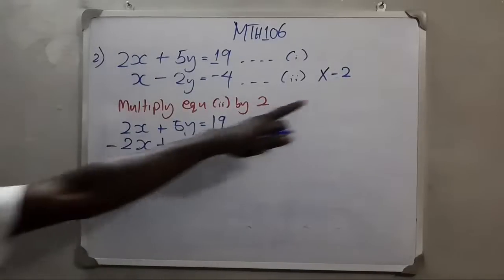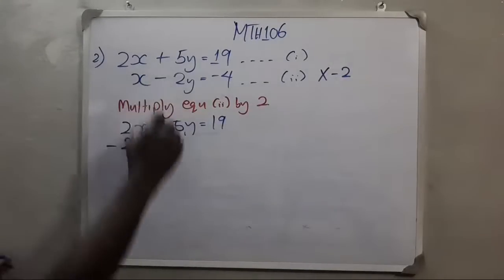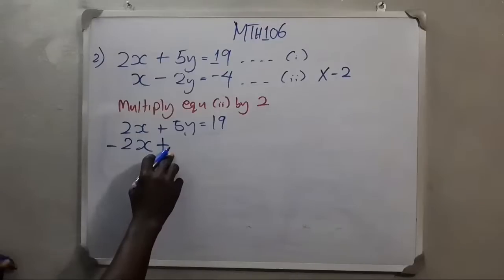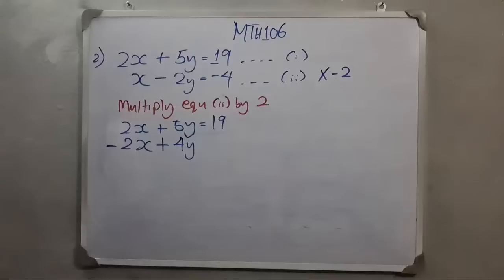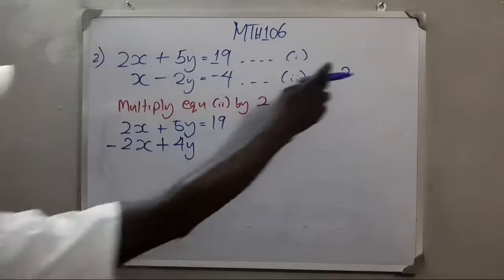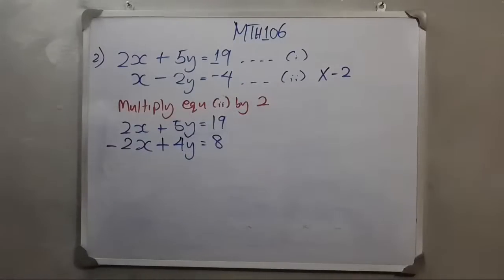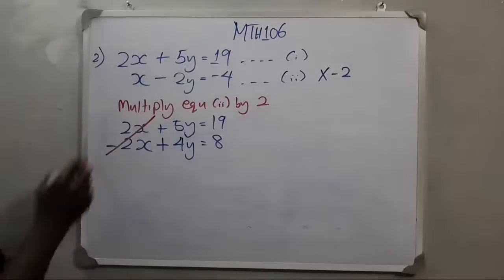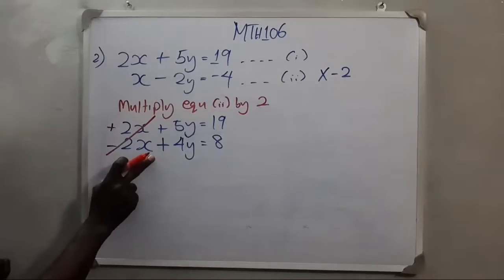Then we multiply this by this one, that should be positive 4y now, if I'm not mistaken. And minus times minus cancels, then it gives us positive 8. Now with this, we can strike this out, because this is definitely positive and this is negative. So we've been able to achieve striking this out.